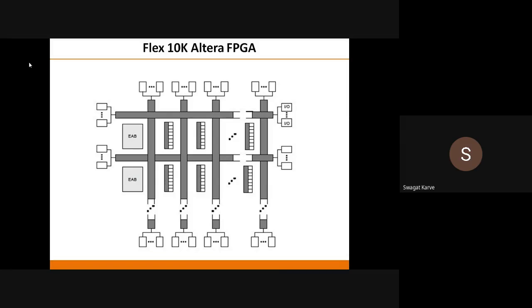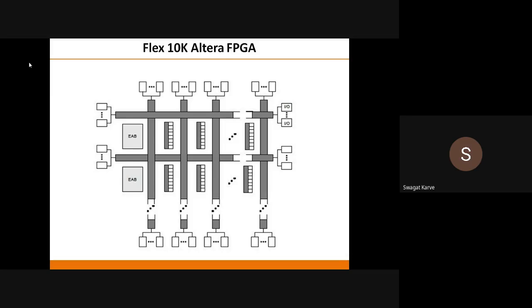So what we have discussed in the last lecture: we discussed the FPGA, then advantages of FPGA, then comparison between the CPLD and FPGA. And today we will discuss the Altera Flex 10K FPGA architecture and its details.